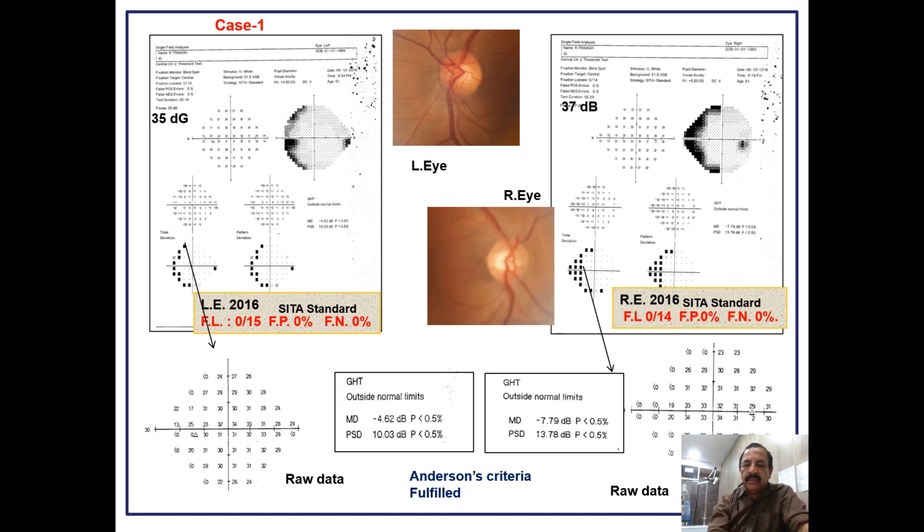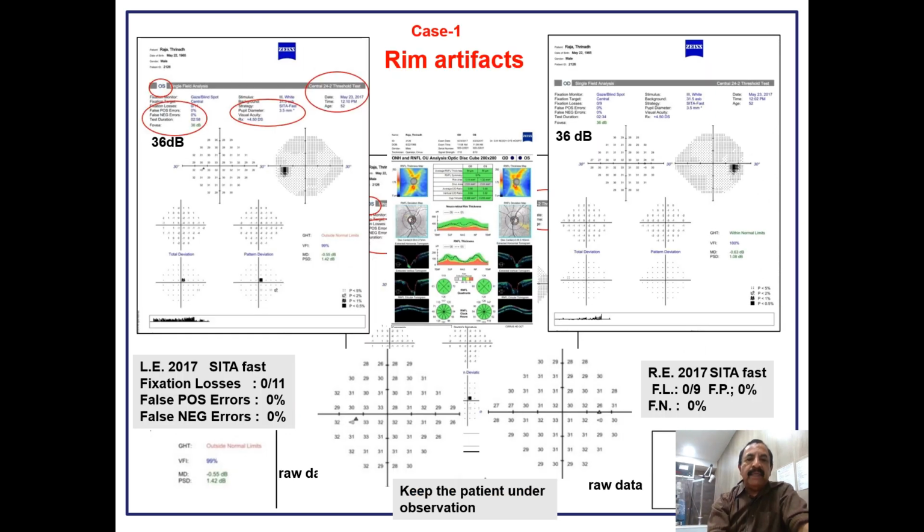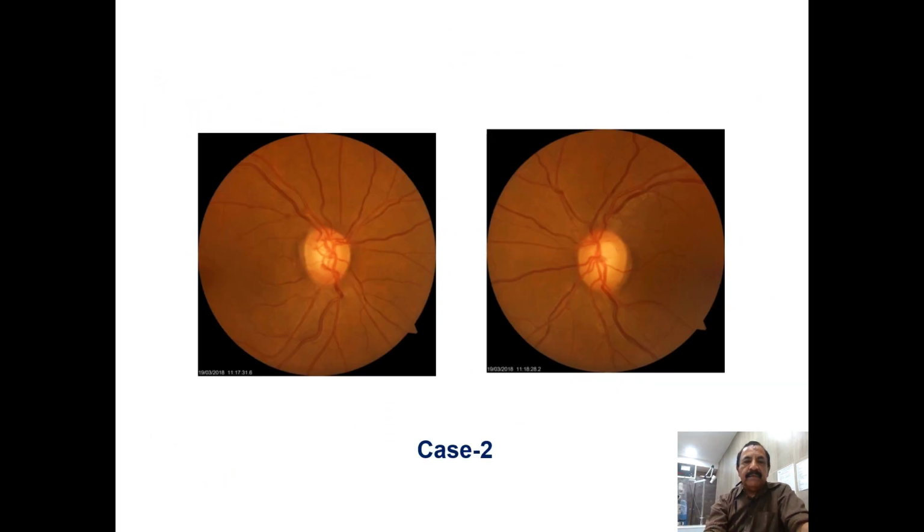Whenever the edge scotomas are absolute scotomas, always repeat the test, as they may be rim artifacts. When repeated, the fields became normal. It is a very well done field, and the OCT is also showing normal. But since there is a strong family history, keep the patient under observation and review the case once in a year.